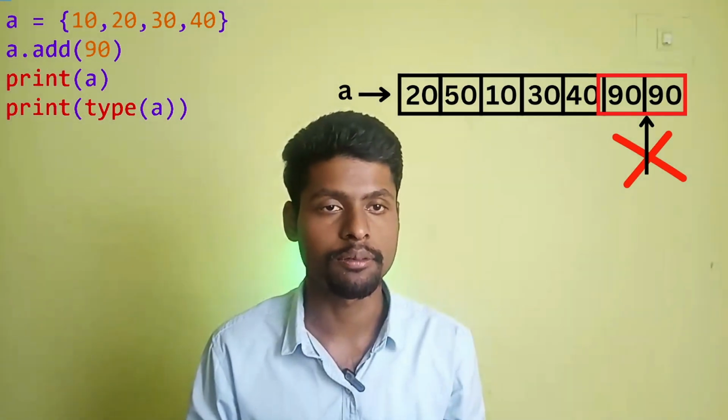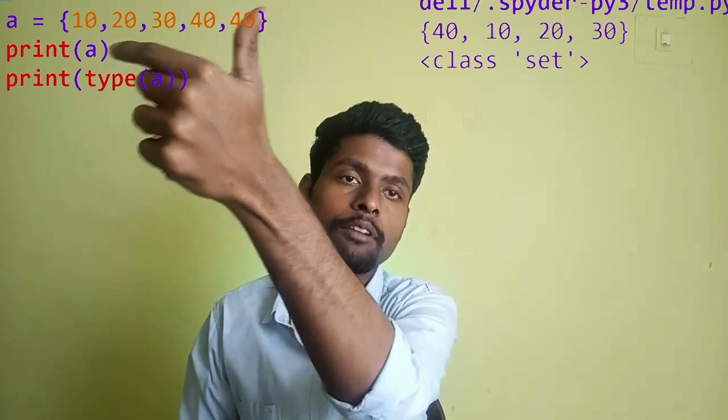Let's write the code first. I am removing this add function, and within my set value, I am giving my duplicate value as 40. Let's execute. If you see, the 40 is not printed, the duplicate value is not printed. When I give a duplicate value within my set value, my Python interpreter will not return me an error. Rather, the duplicate value will not print in my output console. Hope I am clear.